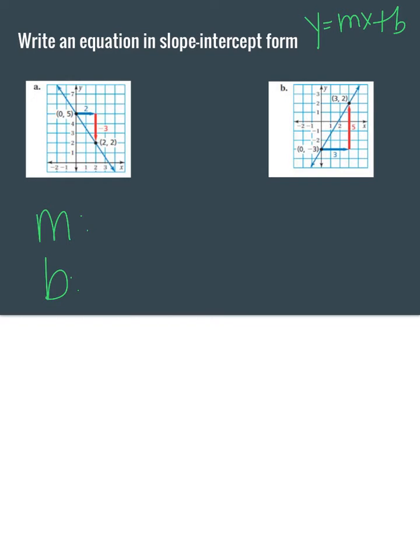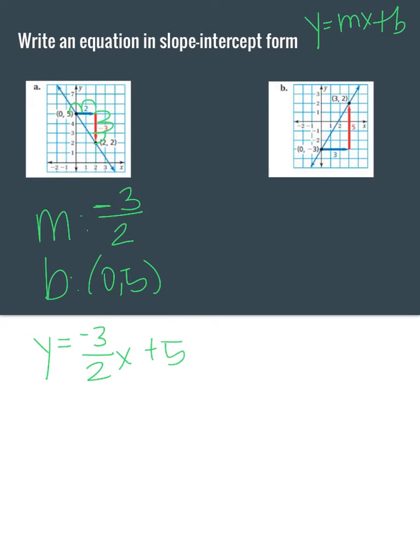The slope of line A, right away I recognize it's negative, so I'm going to include that right away. I'm going to count 1, 2, 3, and I'm going to run 2. So my slope is negative 3 over 2. My y-intercept is (0, 5). So I'm just going to take that and replace it in the equation. So y equals negative 3 over 2x plus 5. Try B at your table.